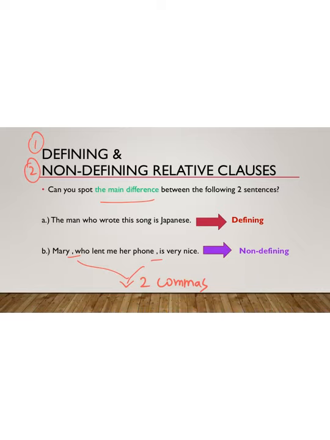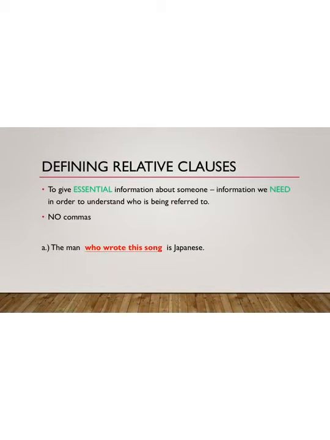The first one is what we call a defining relative clause. And the second one is a non-defining relative clause. So what do they mean? They are new concepts to you, right? They are new words to you. So let's get to know what they mean. First of all, defining relative clauses. What do we mean by defining relative clauses? For defining relative clauses, it means we have to give essential information about someone.